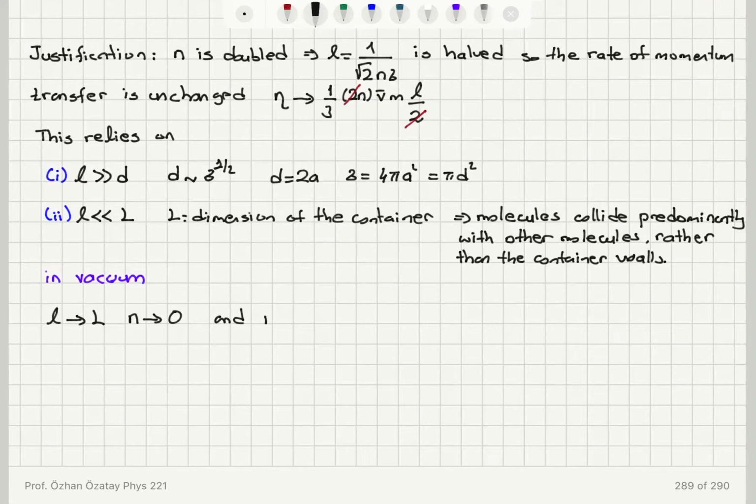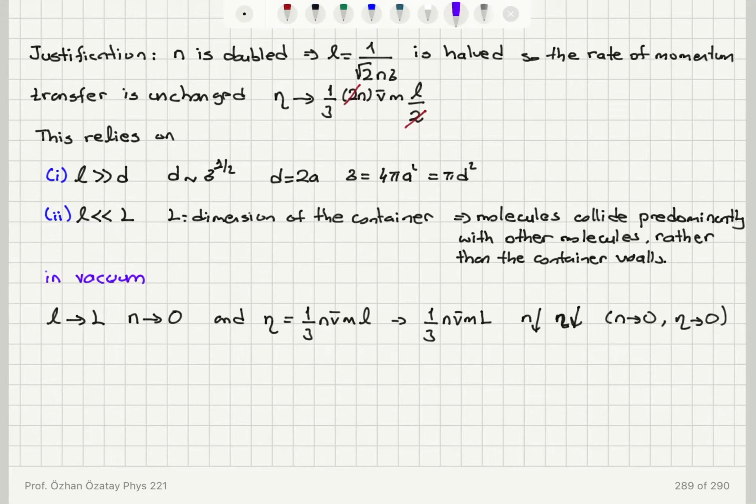And we find that eta, which is 1 over 3 n V bar m l, because l is replaced by capital L, as n decreases, eta should decrease as well. So as n goes to 0, eta goes to 0. So it becomes a function of the number density in this limit, in the limit of having a good vacuum condition.